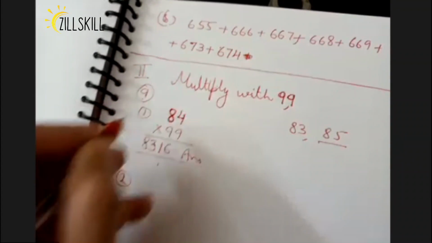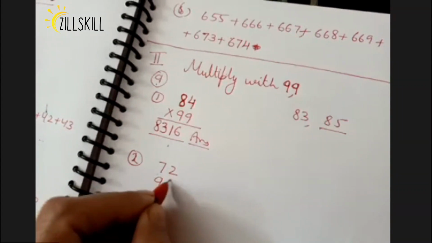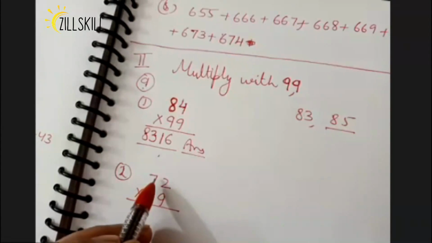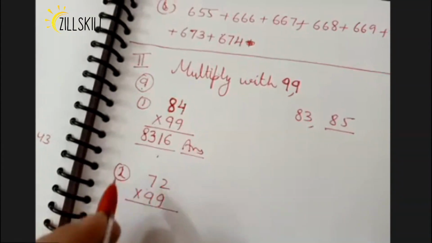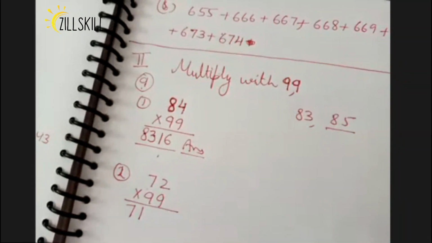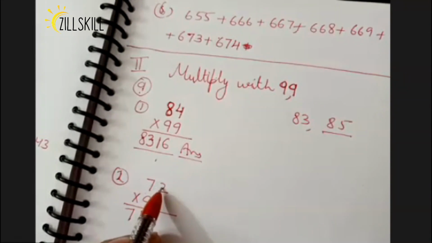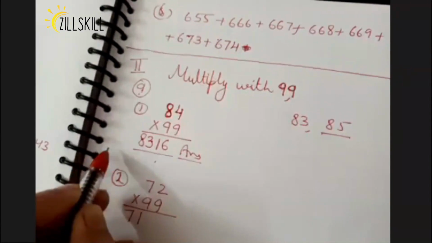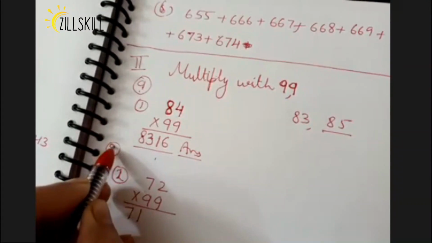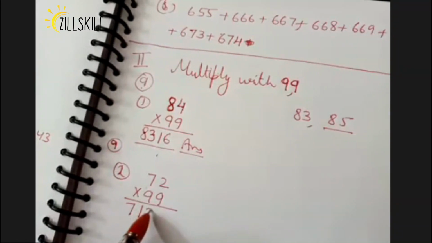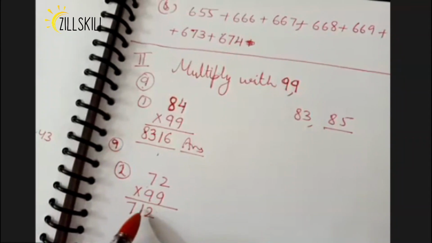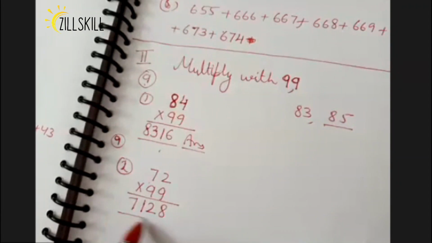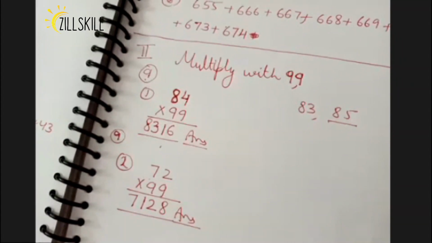Let's take the next sum: 72 into 99. Now do this. First of all, the first step is to take the predecessor of 72, that is 71. The predecessor of 72 is 71. Then take 9 in your mind. 9 minus 7 is 2, and 9 minus 1 is 8. And that is over. This is our answer.